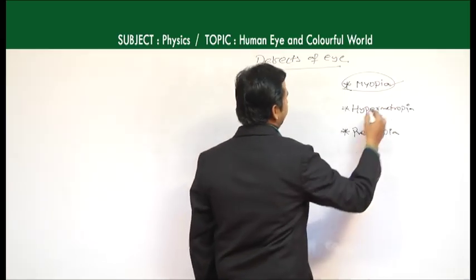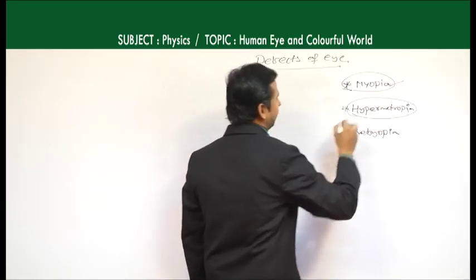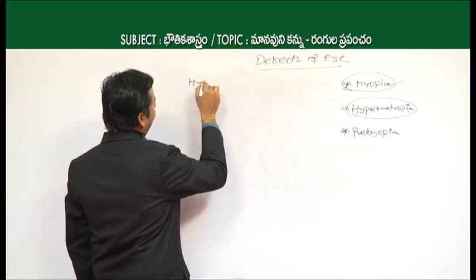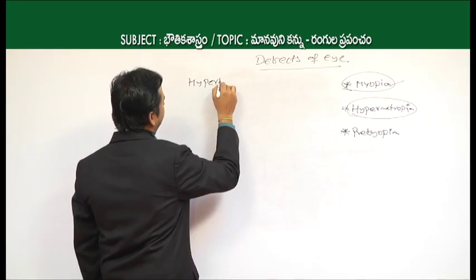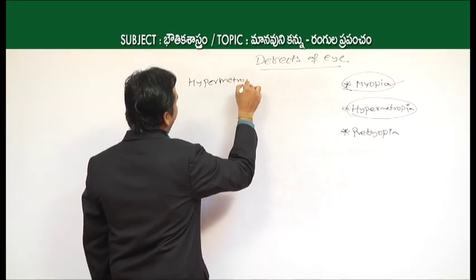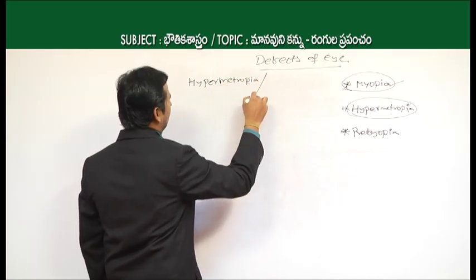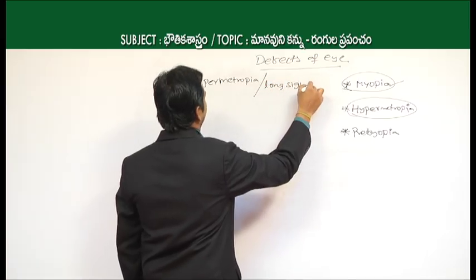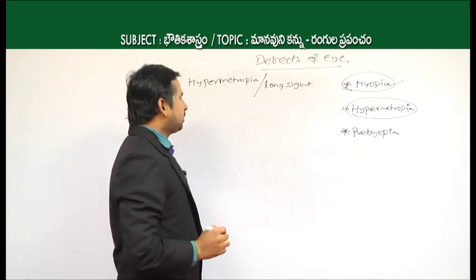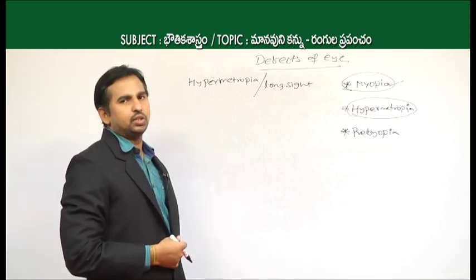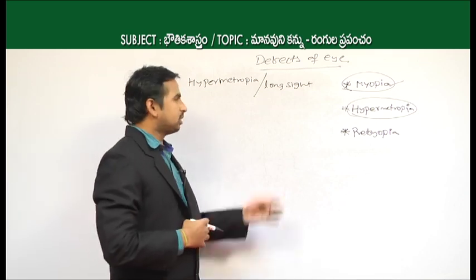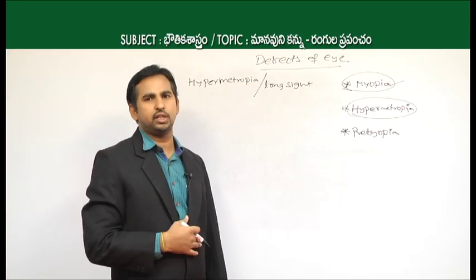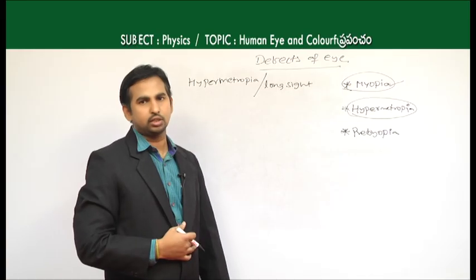Now we are going to the next one, which is about hypermetropia. Okay. This hypermetropia we also call long-sightedness. Now, short sight means we can see near objects very clearly, but here it is about long sight. Long sight means we can see far distant objects very clearly, but not the nearby objects.